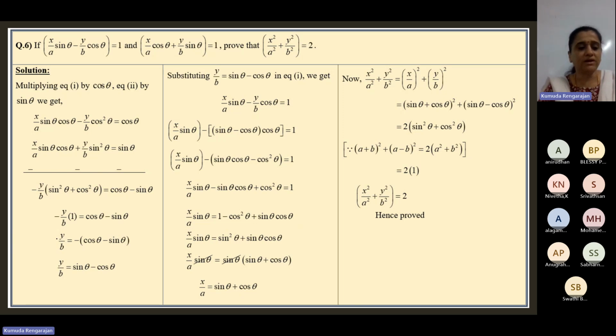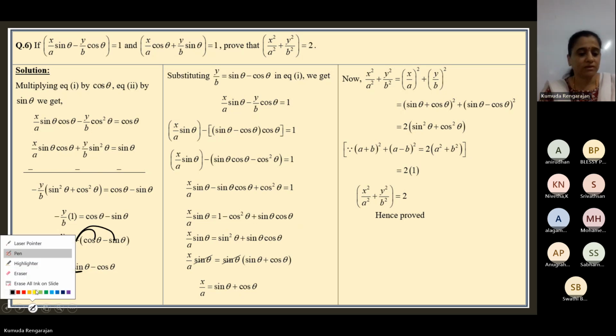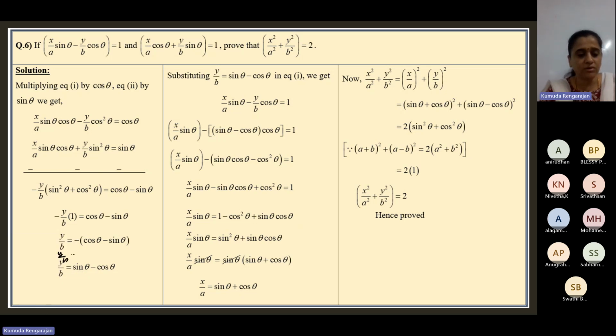Or you can simply understand it as changing the signs on both the sides. So minus y by b becomes plus y by b. So this one is positive. So take a minus sign here. So y by b is equal to minus cos theta plus sine theta. So I've written it as sine theta minus cos theta. Correct? So we found the expression for y by b.